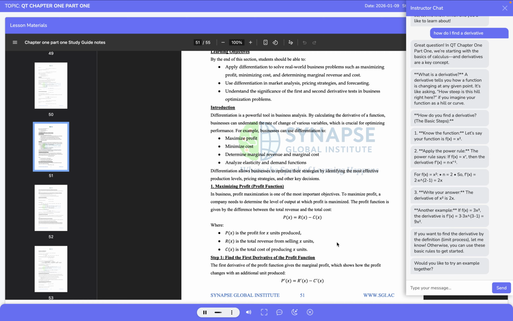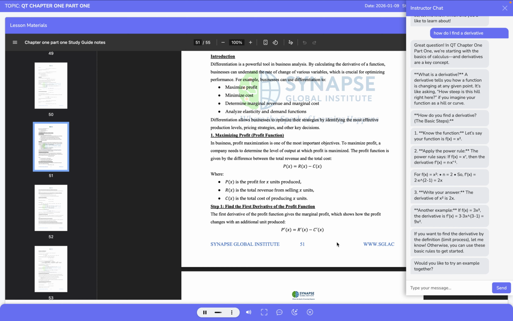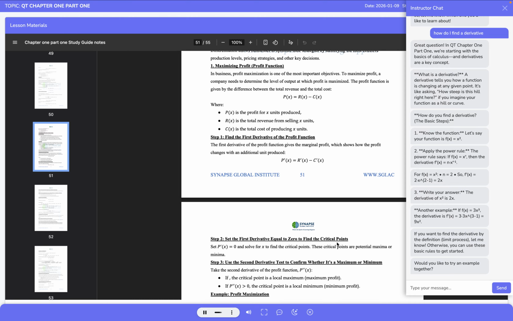To maximize profit, we begin by finding the first derivative of the profit function, which represents marginal profit, and shows how profit changes when output increases by 1 unit. This first derivative is obtained by subtracting marginal cost from marginal revenue. To find potential maximum or minimum profit levels, we set the first derivative equal to 0 and solve for the level of output. These solutions are known as critical points.